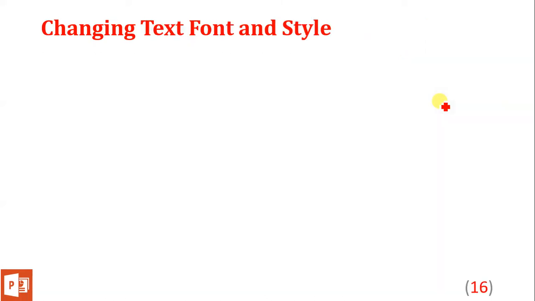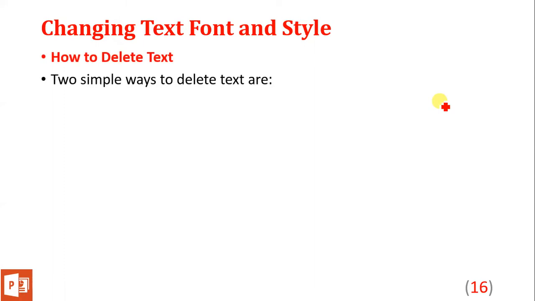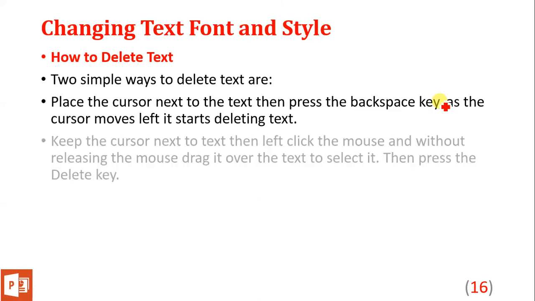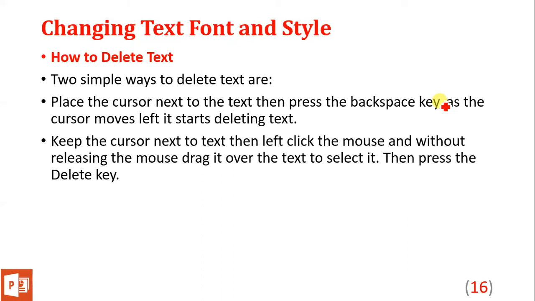Now, changing the text font and style. First thing is how to delete text. Two simple ways to delete text are: place the cursor next to the text, then press the backspace key, and as the cursor moves left, it starts deleting text. Or keep the cursor to the left, click the mouse and, without releasing it, drag it over the text to select it, then press the delete key.